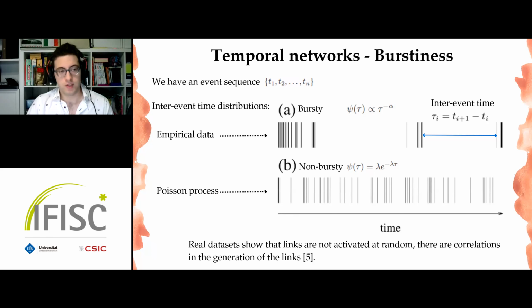This inter-event time distribution tells us that links are not activated at random. There are correlations in the generation of the links. There is a structure behind the generation of the links.